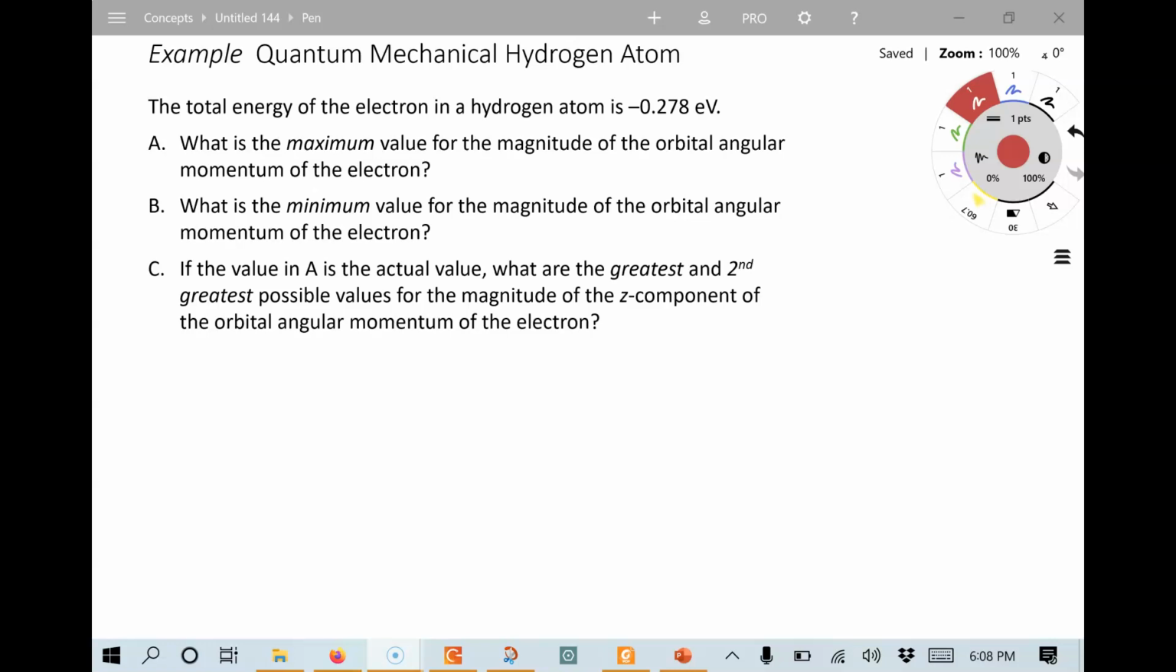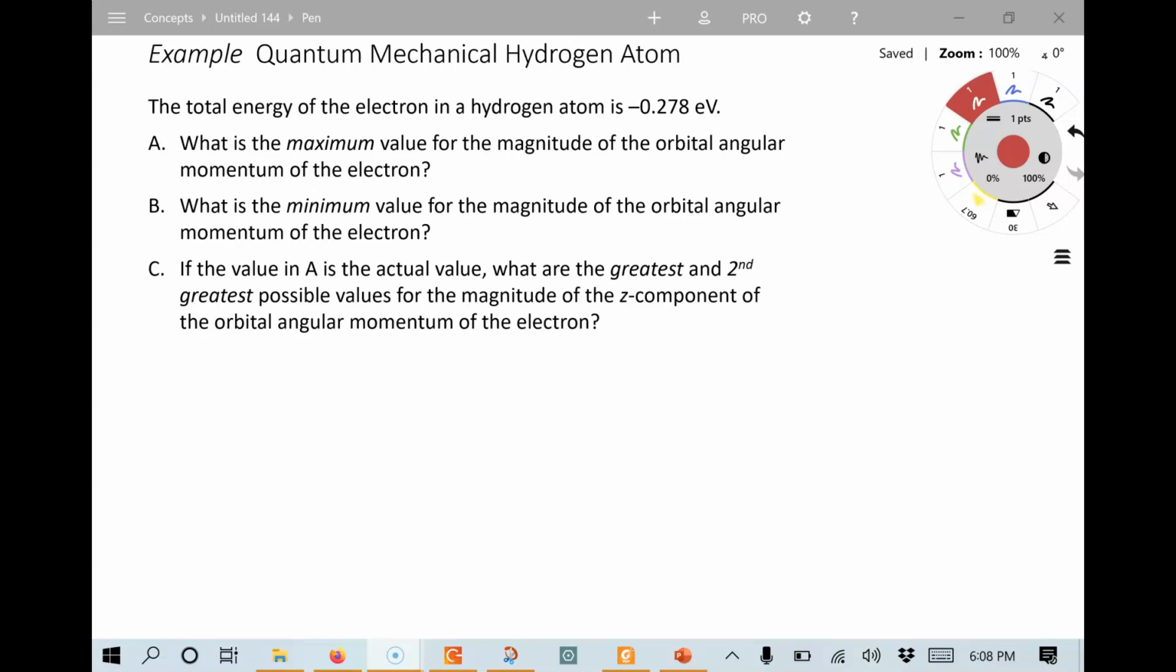In part A, we're asked what is the maximum value for the magnitude of the orbital angular momentum of the electron. Part B is what is the minimum value for the magnitude of the orbital angular momentum of the electron. And part C, we're looking for the greatest and second greatest possible values of the z component of the orbital angular momentum of the electron.